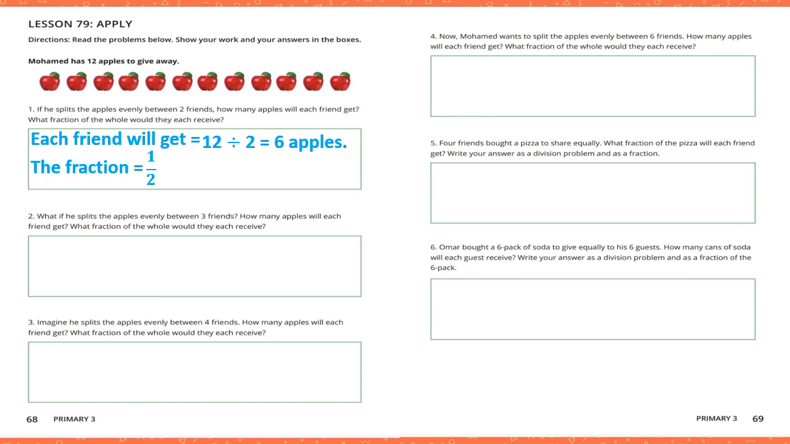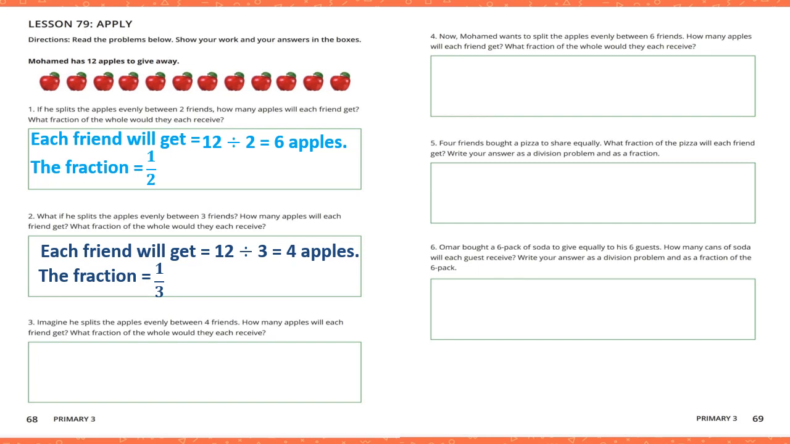If he splits the apples evenly between 3 friends, how many apples will each friend get? They are 12. I wanted to divide them between 3. So 12 divided by 3 equals 4. And each one will take the fraction third because they are 3 friends. So I will divide them into 3 equal parts. So each one will take a third.